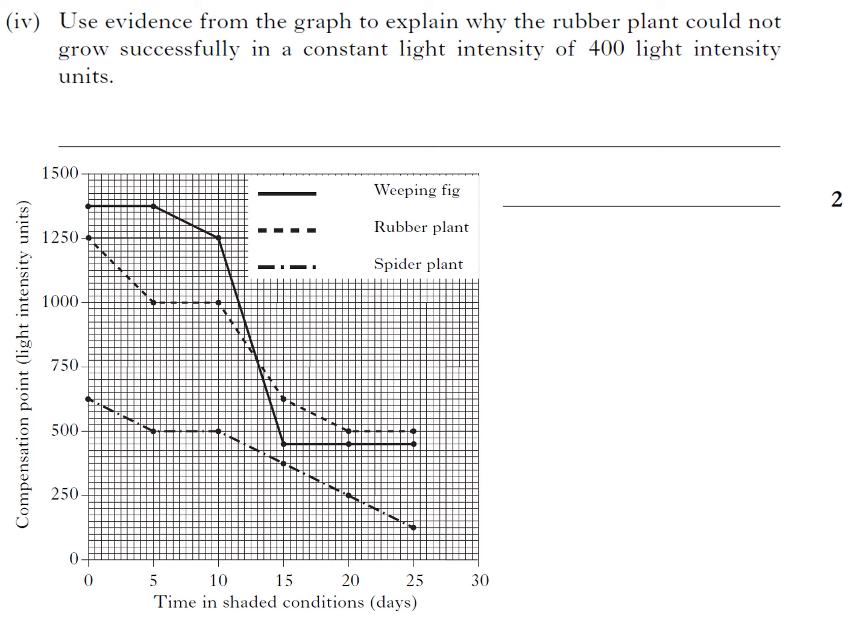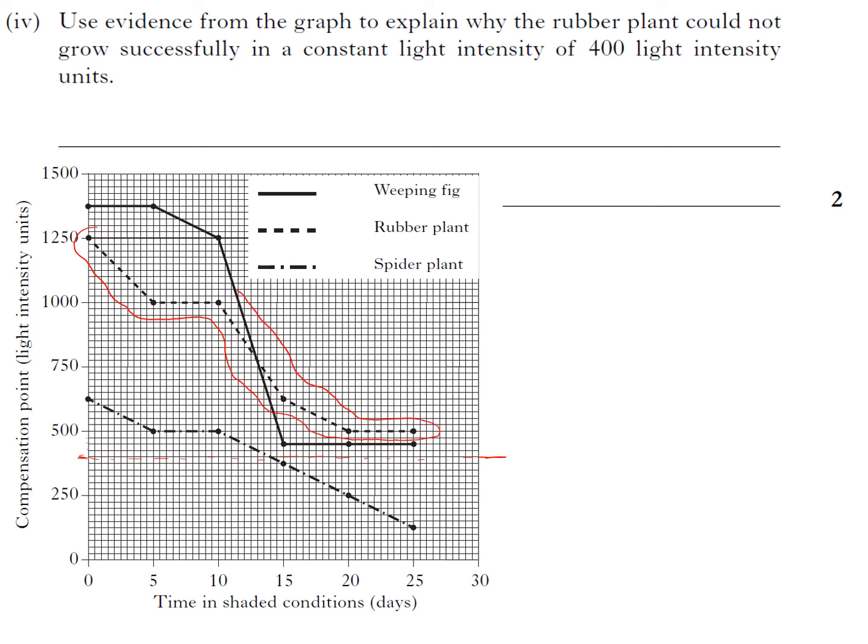So 5, 1, 2, 3, 4. There's our 400. So here's our 400 line. So if I take this across, just so I can see what's going on, there's my 400 again. So why the rubber plant? So the rubber plant is this dotted line here.